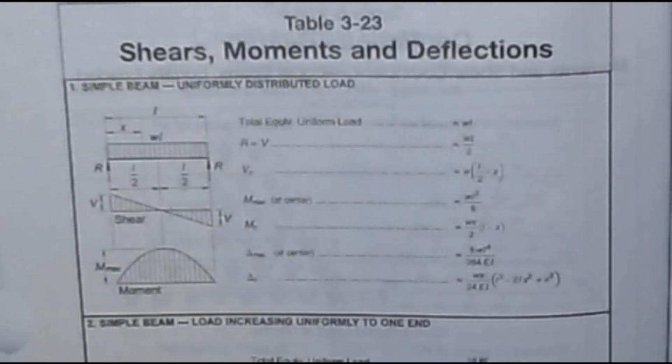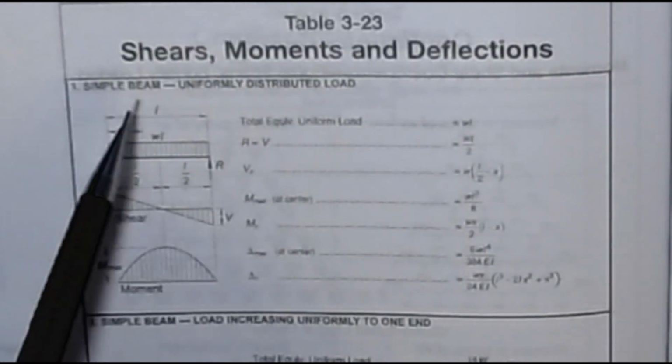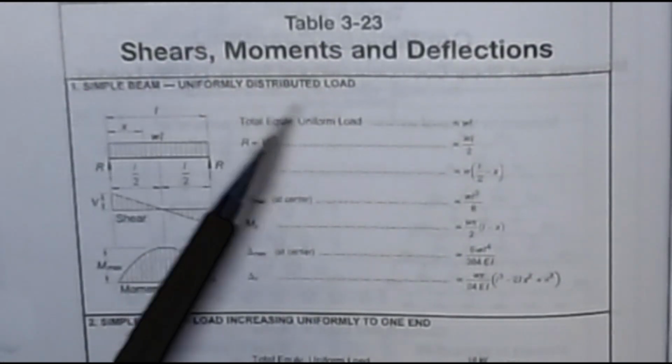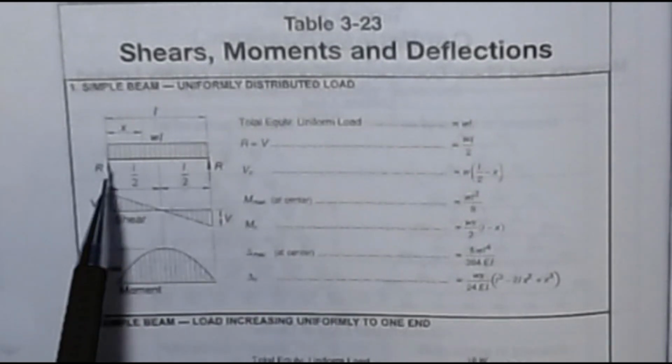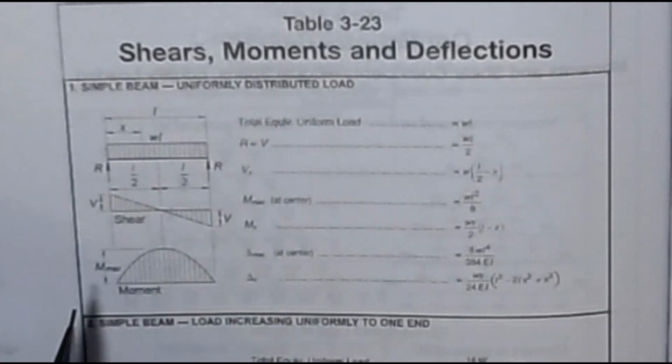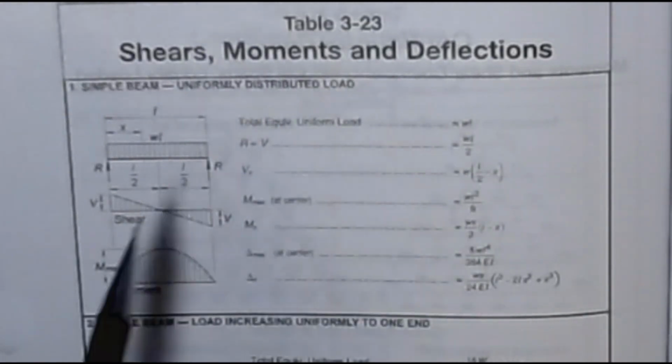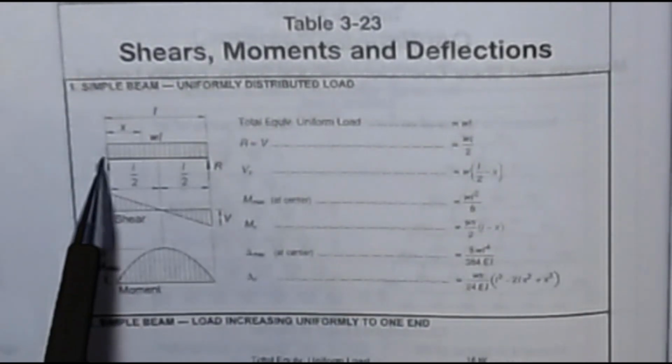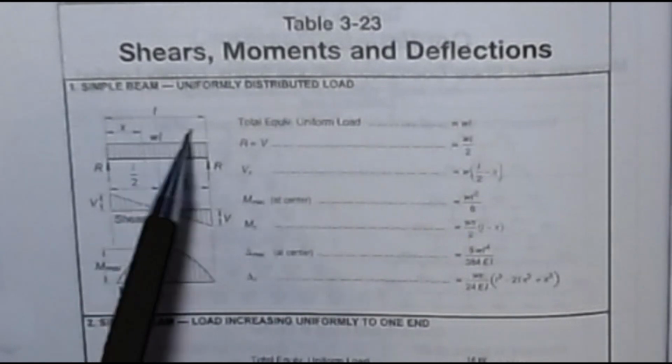And so I'll show you the simplest one. This is Case 1, the simply supported beam with a uniformly distributed load, and you can see that here's the diagram, and they show the support reactions, and then they have the shear diagram and the moment diagram. And then what they do is they tally up a bunch of parameters based off of this idea of a uniform load over some length of L.